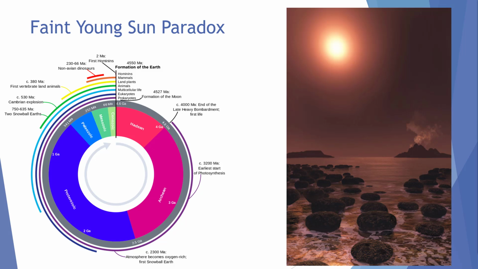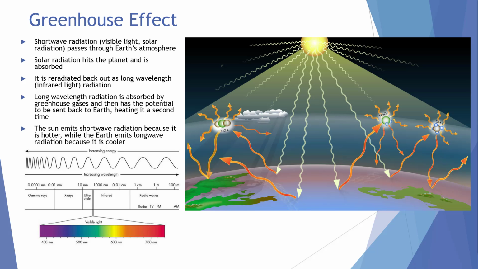So what's the cause of this? The cause is actually the greenhouse effect. The greenhouse effect is something that still goes on today, and with it, shortwave radiation, such as solar radiation, which is visible light, passes through Earth's atmosphere, and then hits the planet and is absorbed. It's then re-radiated back out as long wave radiation, which is infrared light. We can't see that. Long wavelength radiation is absorbed by greenhouse gases, and then it has the potential to be sent back down towards Earth, hitting it a second time, thus reheating it.